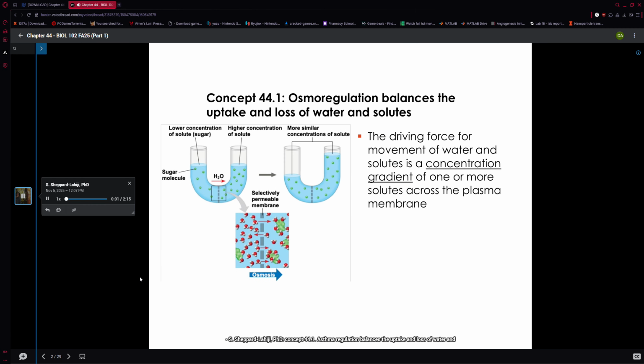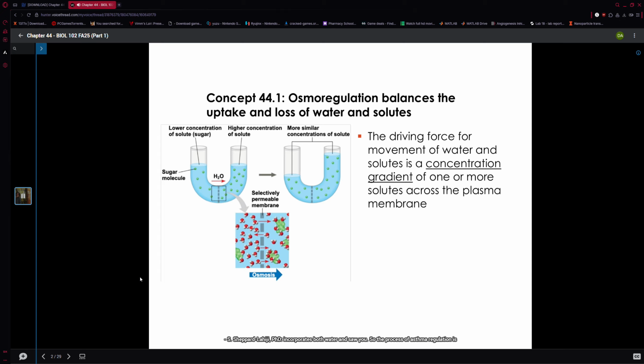Concept 44.1. Osmoregulation balances the uptake and loss of water and solutes. So when we think about osmoregulation, we'll definitely be incorporating our discussions of topics that were relevant within Chapter 7. And that should make sense for what we're talking about right now, because we're really thinking about movement. And that movement incorporates both water and solutes.